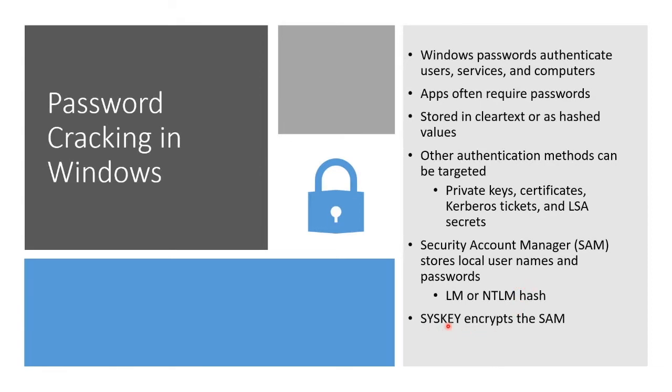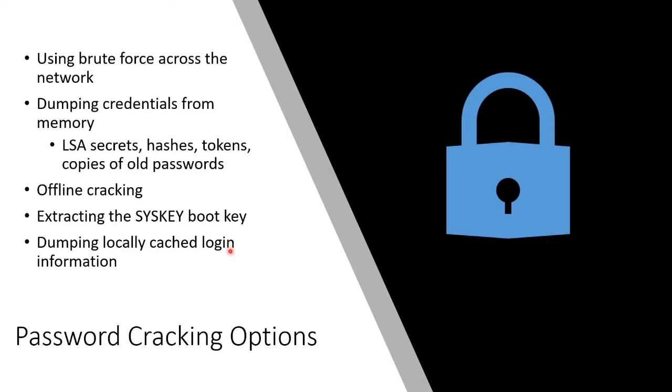However, there are tools to bypass sys key and go straight after the SAM, or to grab sys key and still go after the SAM and decrypt it. But these are approaches we can use. And you don't have to manually do them per se, but you need to make sure you have tools that can do these. So your options for cracking Windows. You could either brute force a network service, typically like the logon service. You could dump credentials from memory if you have already compromised the box. Dump the LSA secrets, dump the user hashes, dump security tokens.